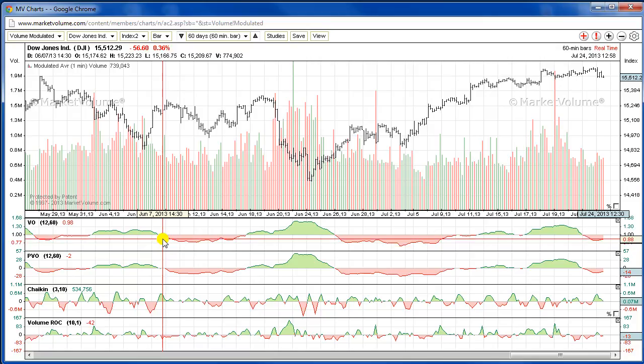We have patented this technology, and at the current moment, we are the only source of modulated volume technology, and actually we are the only source that allows proper, correct volume-based technical analysis on intraday charts.